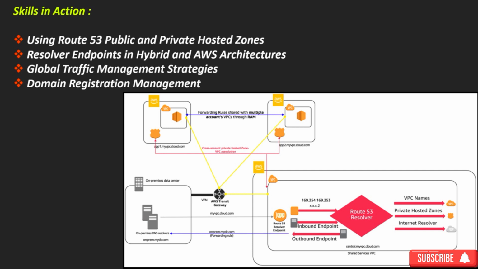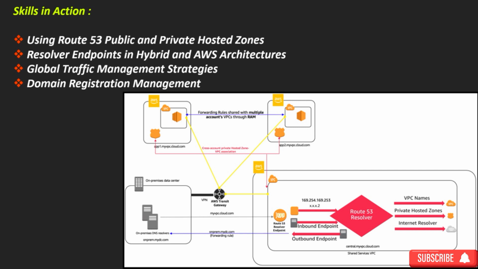So what are the global traffic management strategies we need to discuss? As I said, it's connected with optimizing performance, because we need to understand the strategies for implementing global traffic management using Route 53, which is a powerful feature. And domain registration management is an effective and efficient domain management process, because we explore the functionalities of Route 53 in the context of domain registration, from registration to DNS configuration.